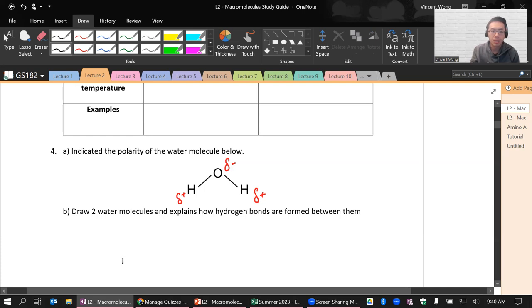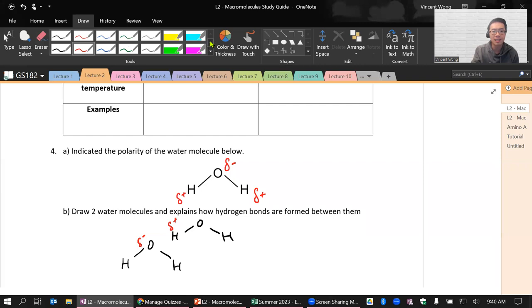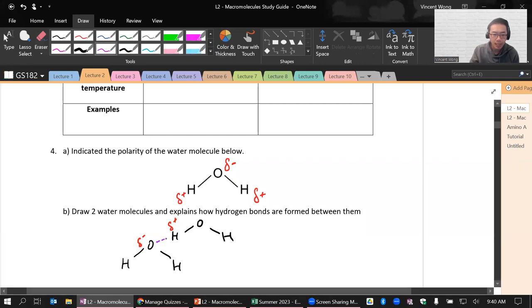So what does that mean? Well, if I have one water molecule here next to another one, the slightly negative oxygen on one will be attracted to the slightly positive hydrogen on the other. So there is an interaction right here. Similarly, we can have another water molecule here. Hydrogen is slightly positive, oxygen is slightly negative, and then they would be attracted to each other. So this attraction is called hydrogen bond. I'll give you a moment to copy that.